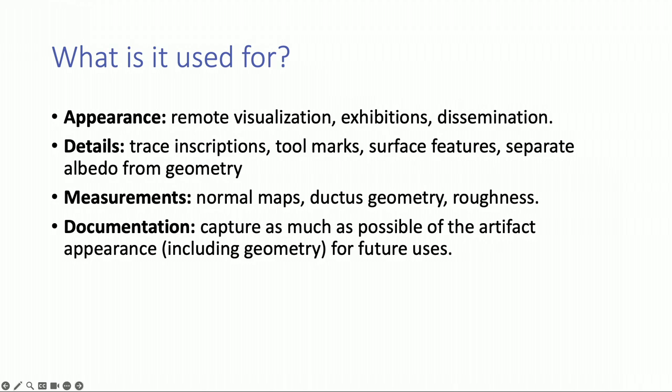What are the main uses of the RTI? I found mostly 4 categories. The first one is to reproduce the appearance of an object. You have a shiny object with interesting reflection phenomena you want to display, and a single photo is not able to capture it. So if you create an RTI and a viewer, you can show the full glory of the object on the web or in a local display.